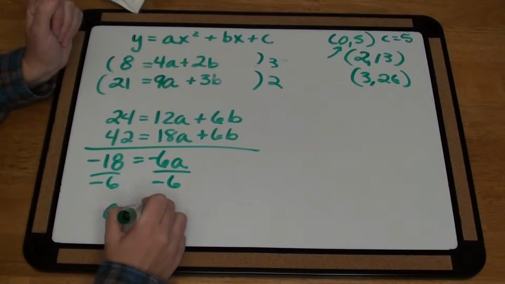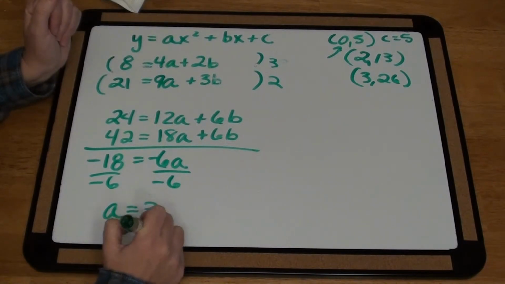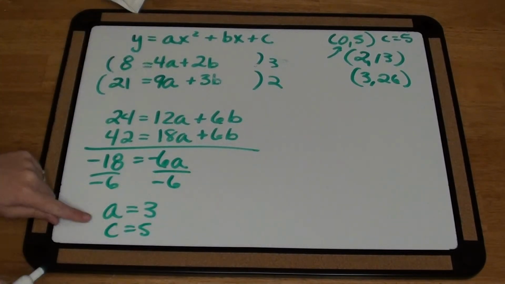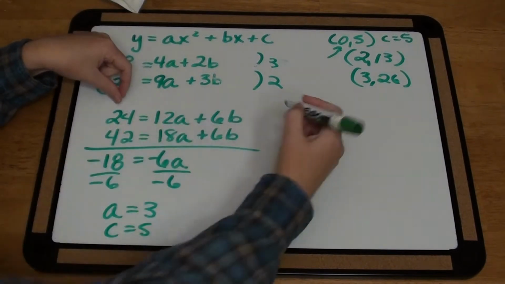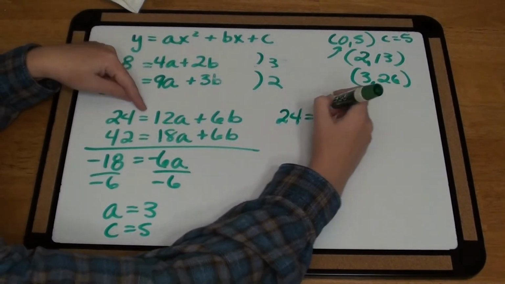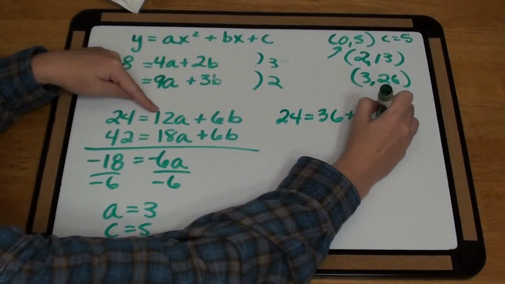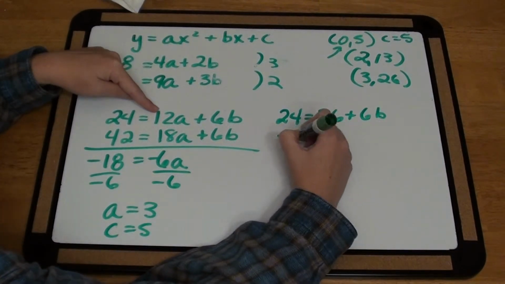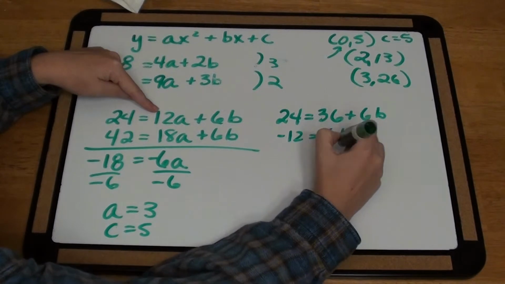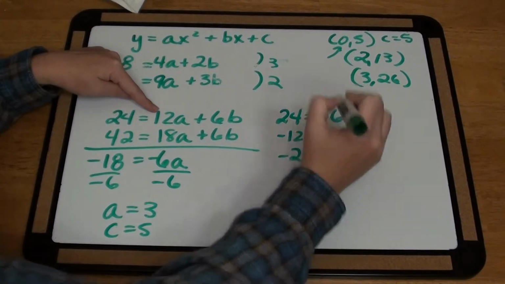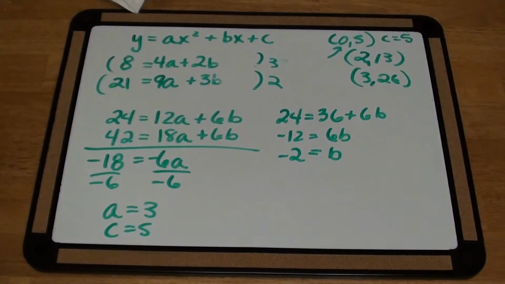A is 3. I already know that c is 5. So in order to find b, I can just substitute this back in. So I get 24 equals 12 times 3 is 36, plus 6 times b. So that would be negative 12 equals 6b. So b must equal negative 2. And voila, we have figured that out.